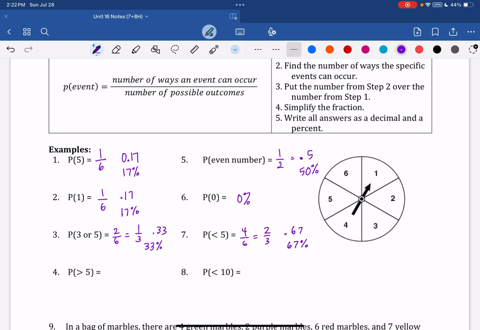So 67%. Greater than 5. So that's just 6. So it's a 1 in 6 chance. So 0.17 or 17%. And probability that it's less than 10? Well, that's all of them.